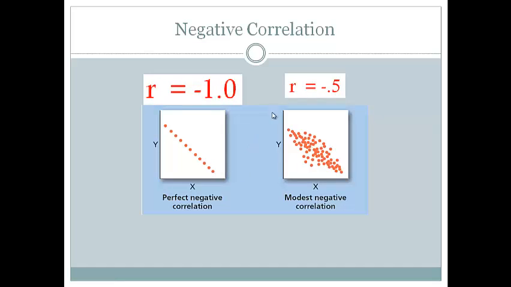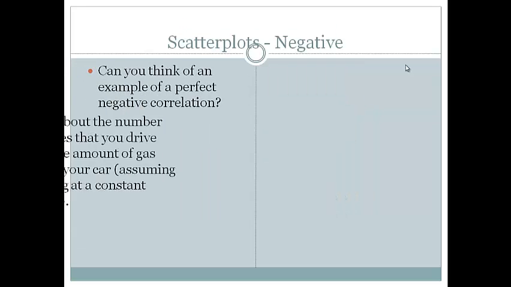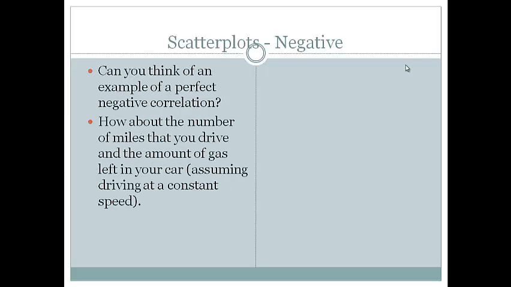In the graph on the right, we might see a moderate negative correlation. And again, when we look at the best fit line, there are a lot of dots in dispersion away from that, so we don't have a perfect correlation there. So let's look at some examples. Can you think of a perfect negative correlation? This is a little bit harder. How about the number of miles that you drive, assuming a constant speed, and the amount of gas left in your car? So the more miles you drive, the less gas you have in your car.